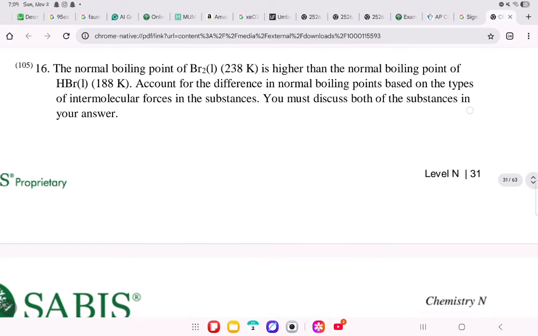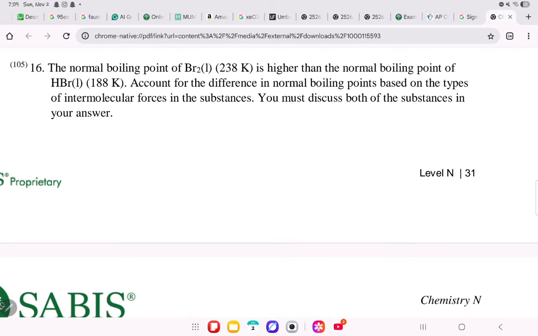Question 16. The normal boiling point of Br2 liquid, 332 Kelvin, is higher than the normal boiling point of HBr. Account for the difference in normal boiling point based on the type of intermolecular forces in the substances. So, for Br2 and HBr, Br2 is nonpolar. Okay, so the only intermolecular forces found in Br2 are the London dispersion forces. HBr is polar, so the intermolecular forces found between molecules are dipole-dipole and London dispersion forces.